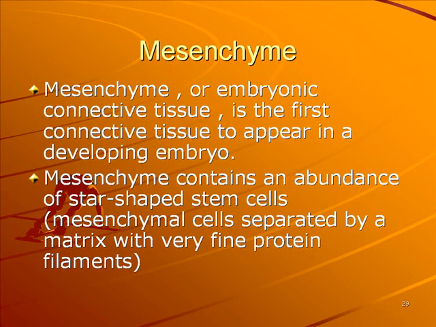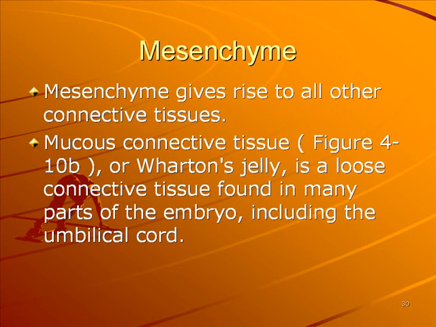Mesenchyme, this is embryonic connective tissue, the first connective tissue that appears in the developing embryo. Mesenchyme contains an abundance of star-shaped stem cells, mesenchymal cells, separated by a matrix of very fine protein filaments. Mesenchyme gives rise to all other connective tissue. Remember, it has the stem cells.